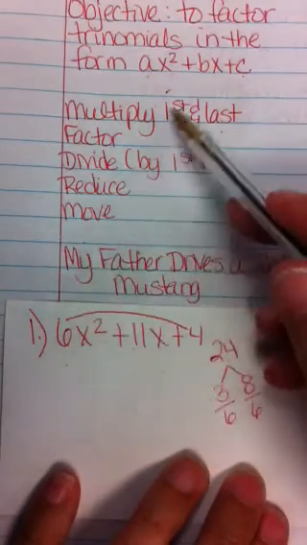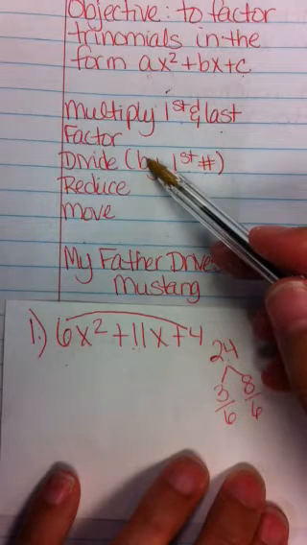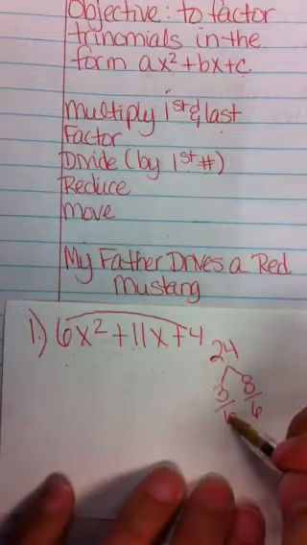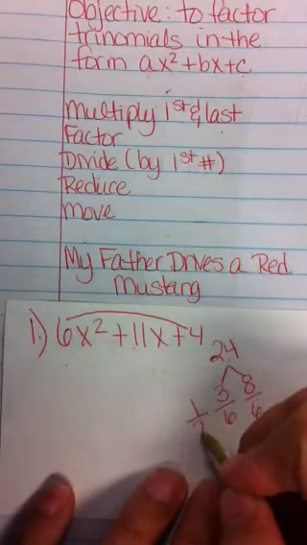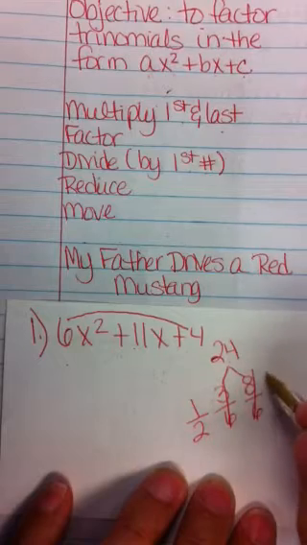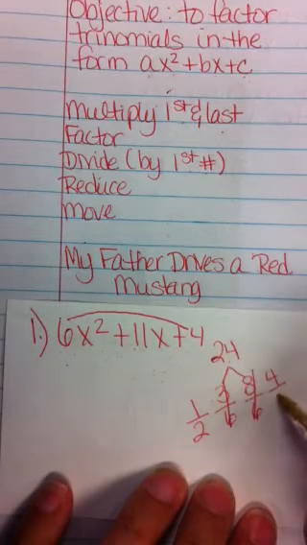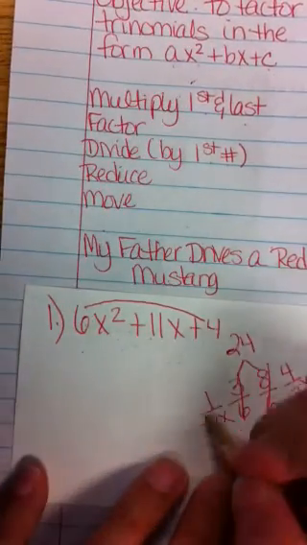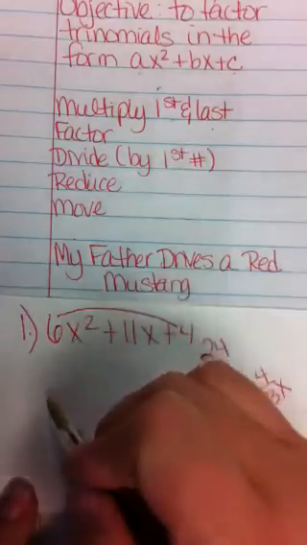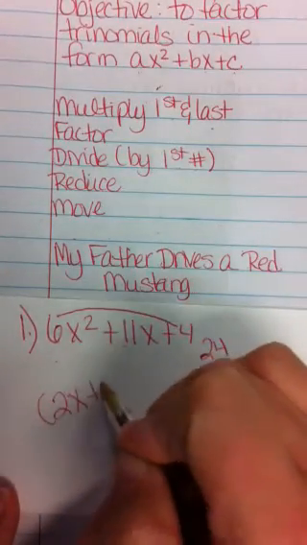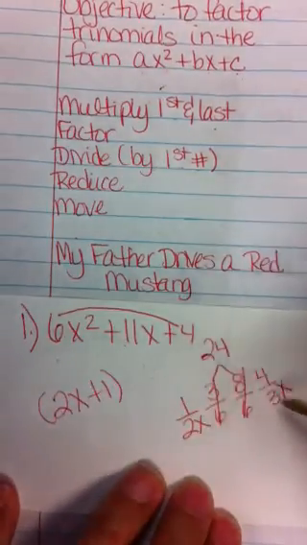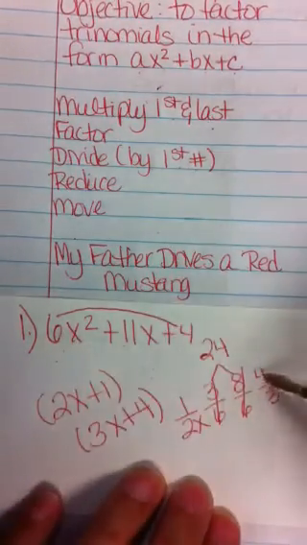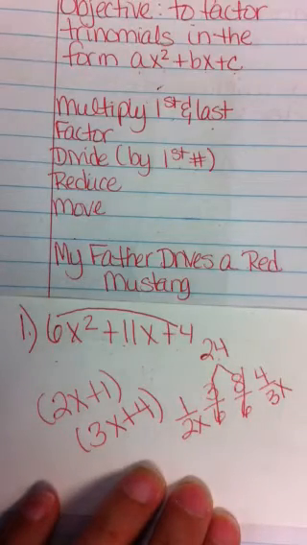So we've done the multiply, the factor, we're at the divide step, and so now we have to reduce. Reduce means simplify these fractions. 3/6 simplifies to 1/2. 8/6 simplifies to 4/3. Then we put x's at the bottom, and we read going up. So 1 over 2x is the same thing as 2x plus 1. 4 over 3x is 3x plus 4. They're plus signs because that 1 and 4 are both positive.